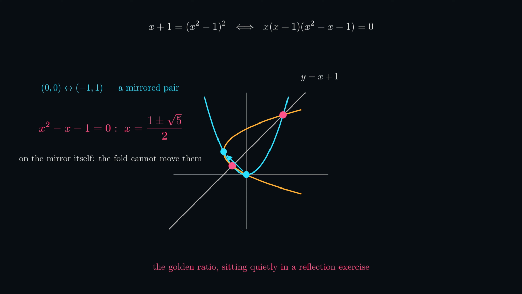0 and minus 1 give the points 0, 0 and minus 1, 1. And the mirror sends each of these to the other. They cross as a matched pair. The last factor, x squared minus x minus 1, is the equation of the golden ratio. Its 2 roots are points where the parabola meets the mirror line itself, points the fold cannot move, so both curves must pass through them. The golden ratio, sitting quietly in a reflection exercise. It was there the whole time.